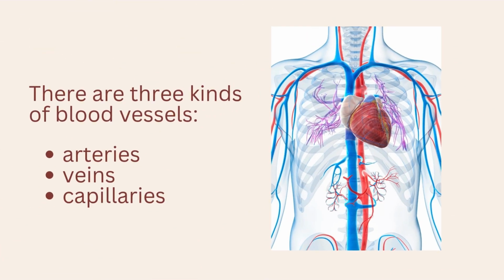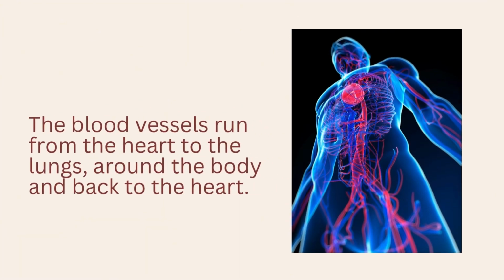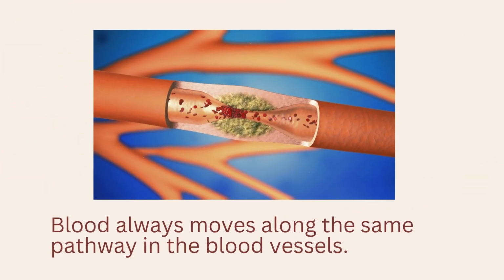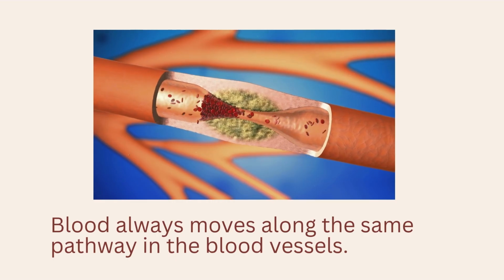There are three kinds of blood vessels: arteries, veins, capillaries. Each kind of blood vessel has a different structure and function in the body. The blood vessels run from the heart to the lungs, around the body and back to the heart. Blood always moves along the same pathway in the blood vessels.